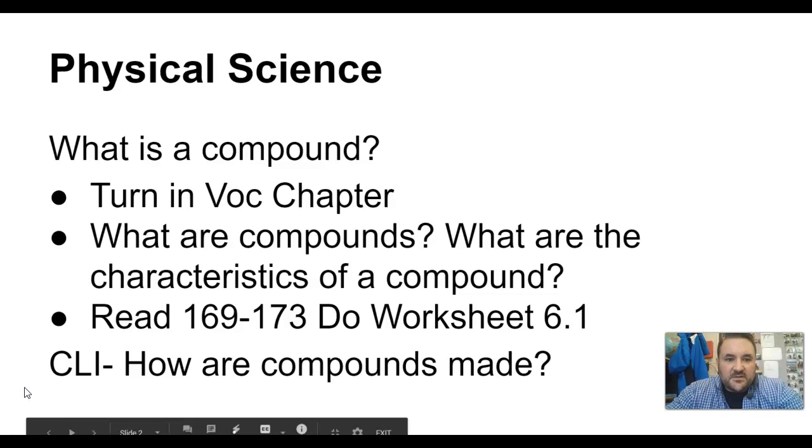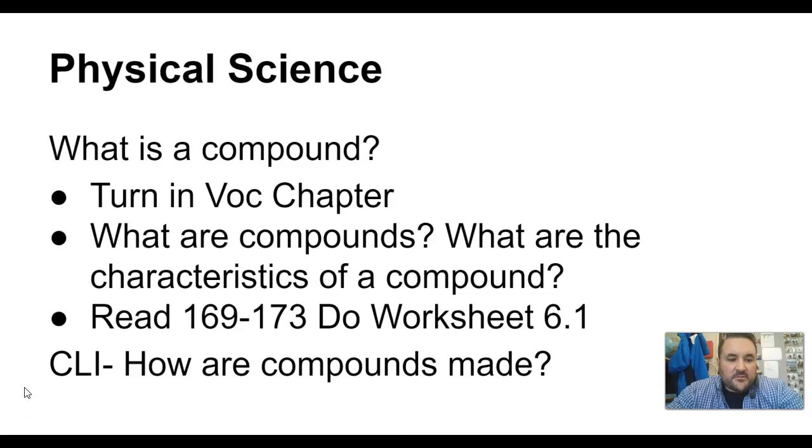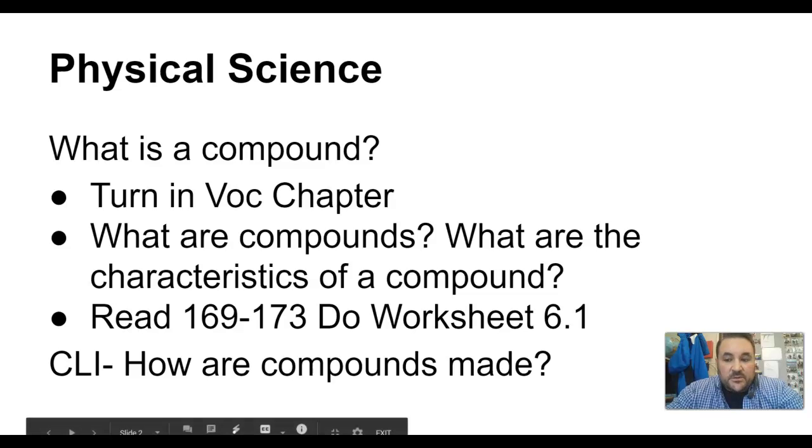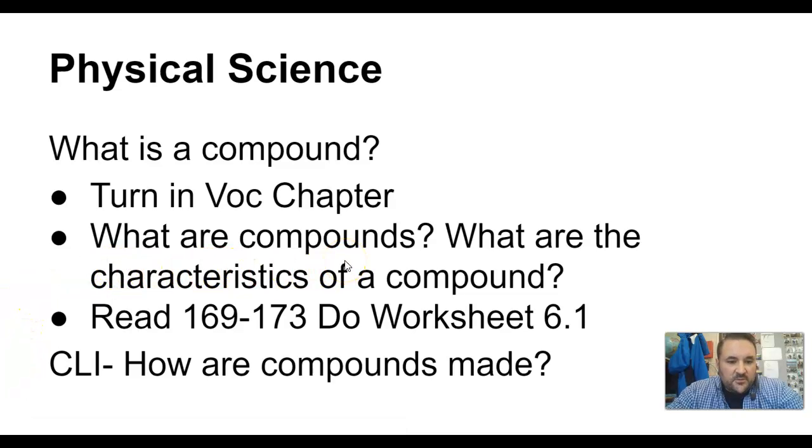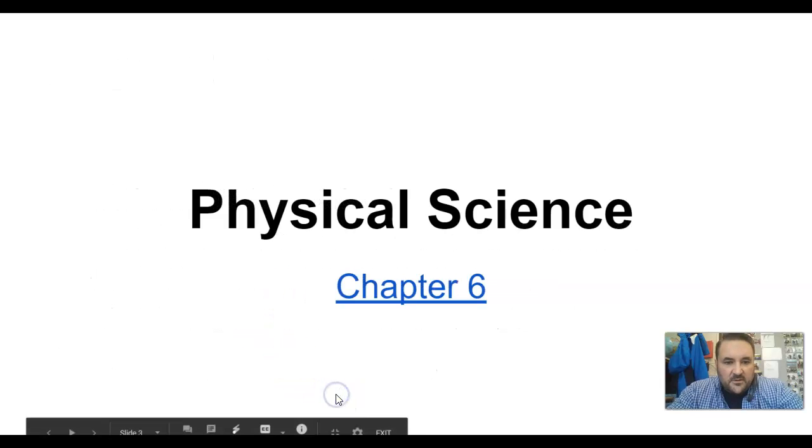Chapter 6 is all about how to make compounds. That is when you take two or more elements and chemically combine them. That would be one of your vocabulary words. We're going to talk about characteristics of compounds. Compounds are very different than the actual elements that they make up, and you have a little bit of reading and some questions later.